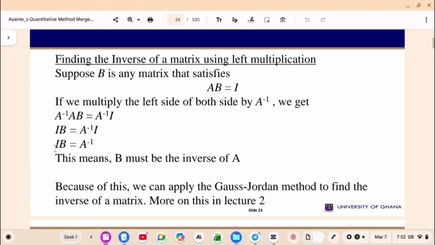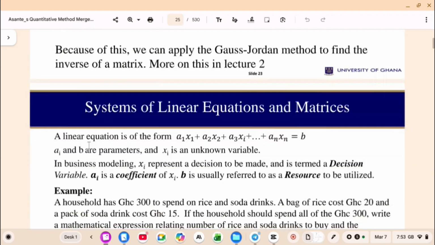So identity element and this is the B. And that will be the answer for A, because we said any number multiplying the identity element is the same number. So B times the identity element will be B. And if B is the inverse of A, that means B is equal to A inverse. In some examples, you get to know. So here we use the Gauss-Jordan method to find the inverse of A.